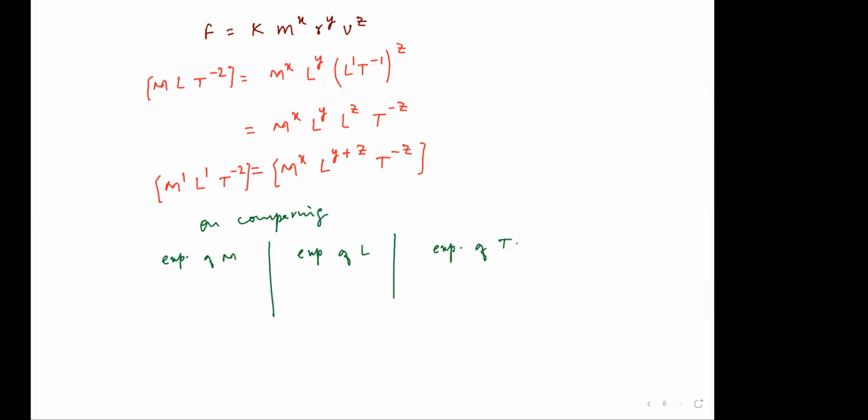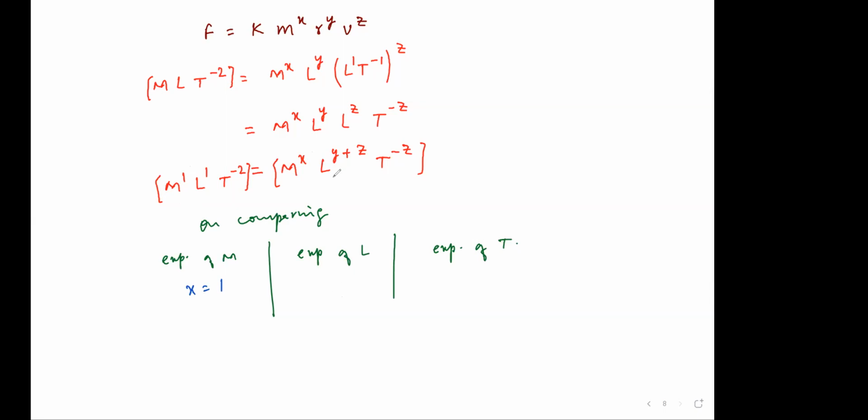What can we conclude from this expression? Just see, on the left hand side we have M to the power 1, and on the right hand side M raised to the power x. So we can say x is equal to 1. Is it clear? Yes, sir.